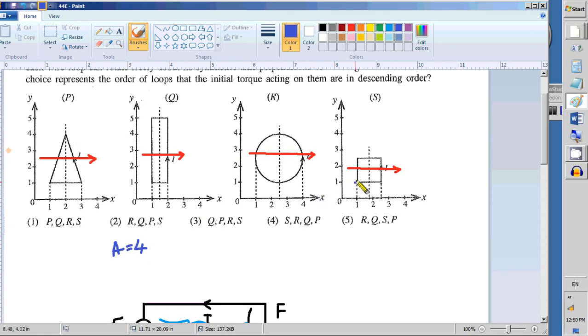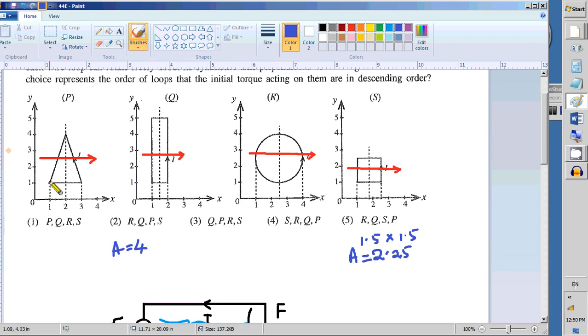Then this one, 1 to 2, and then from 2 and 3 in between, that means 1.5. Here also 1.5. Then 1.5 times 1.5, that is 2.25. That is the area.